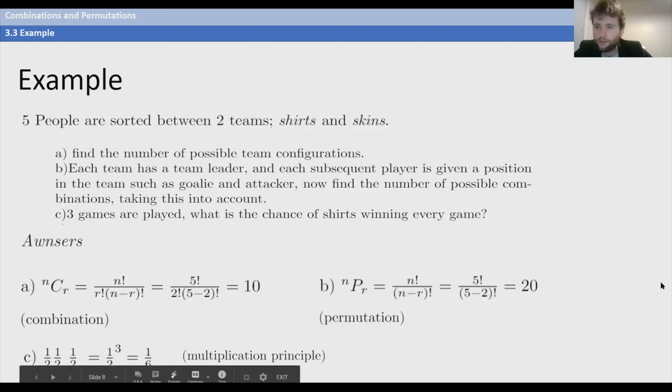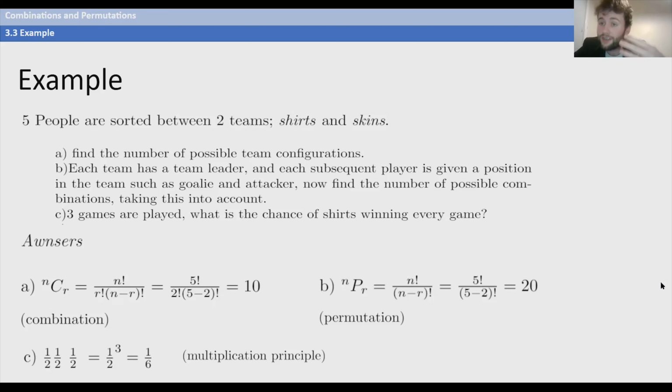So 1 in 2 times 1 in 2 times 1 in 2. It's the multiplication principle. You do it, it's 3 times a 1 in 2 chance. 1 in 2 times 1 in 2 times 1 in 2, 3 times, 1 in 6.